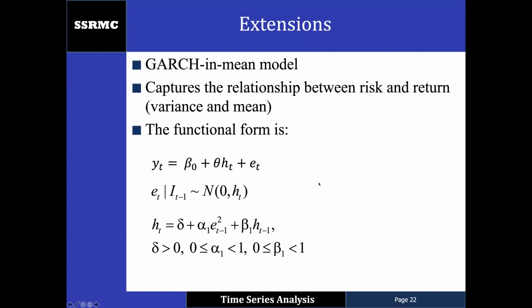The next extension is the GARCH-in-mean model. It captures the relationship between risk and return. So both variance and mean are allowed to change over time. If we look at the functional form here, y is not a constant anymore. Previously, we did not have this term over there. And now we add this over here. So essentially, it means people actually look at the volatility of the time series, or the stability or riskiness of the market, then decide how much they pay.